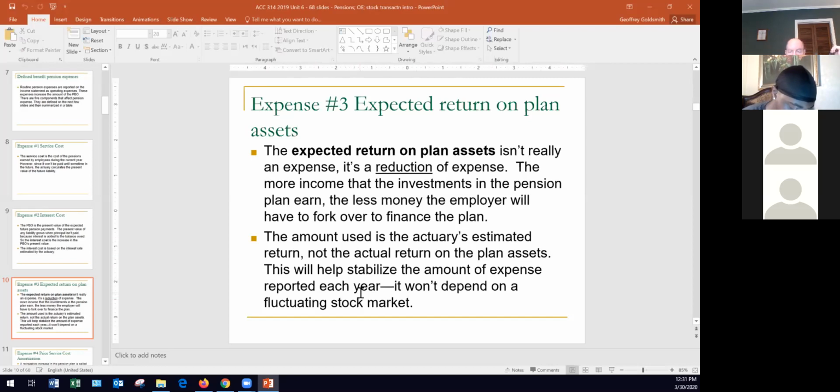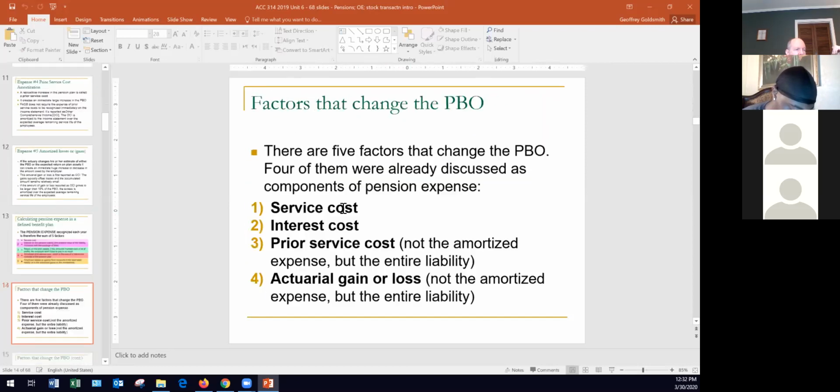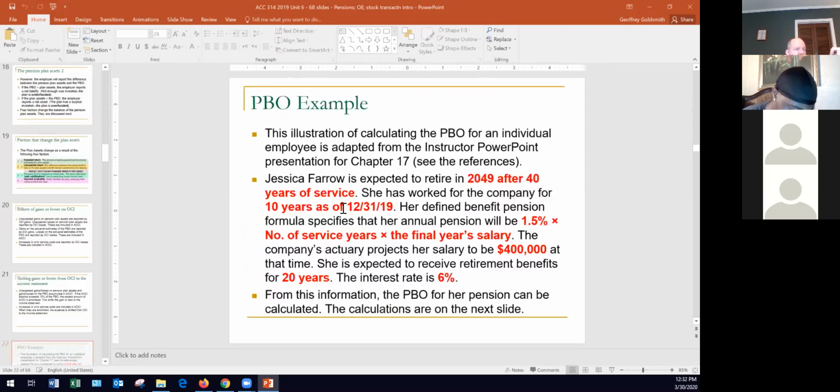So these plans have goals they're required to meet. And if they don't meet it through the stock, the company has to cover the expense. I don't know what you mean by meet it through the stock. Do you mean the stock that's invested in the plan? The more income investments earn, the less the, what did it say? The less the employer has to pay?